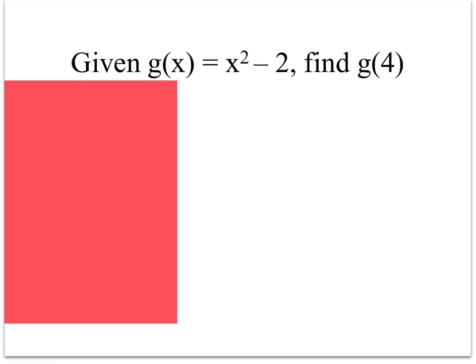Try this one out. You're given g of x is equal to x squared minus 2. I want you to evaluate g of x when x is equal to 4, or I want you to find g of 4. Write down your answers because you will submit those answers in a Google form.